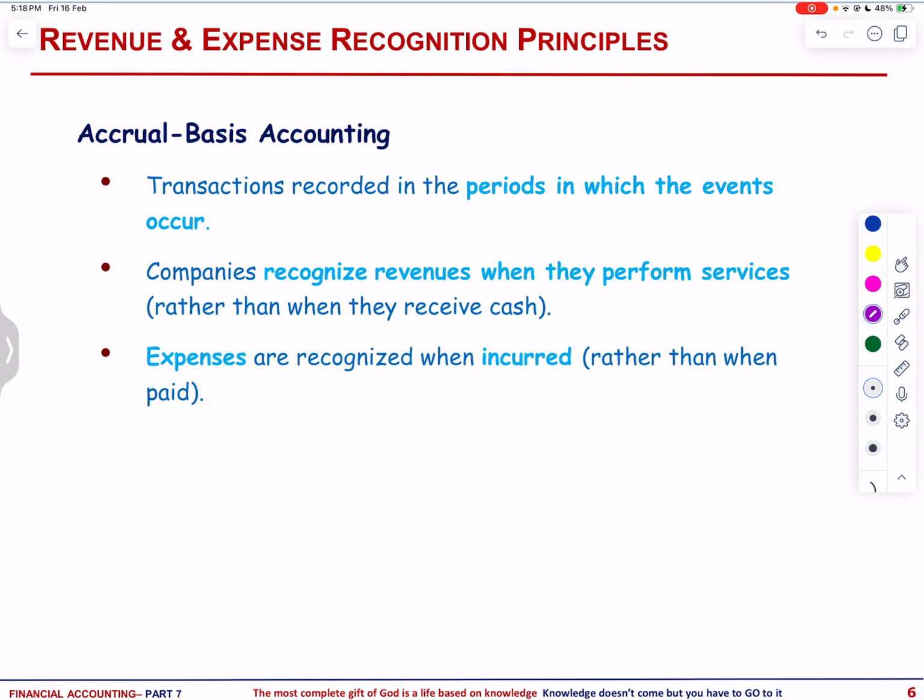Accrual basis accounting records transactions when they happen, not necessarily when cash changes hands. Revenue is recognized when services are performed, regardless of when payment is received. Expenses are recognized when they are incurred, not just when they are paid.